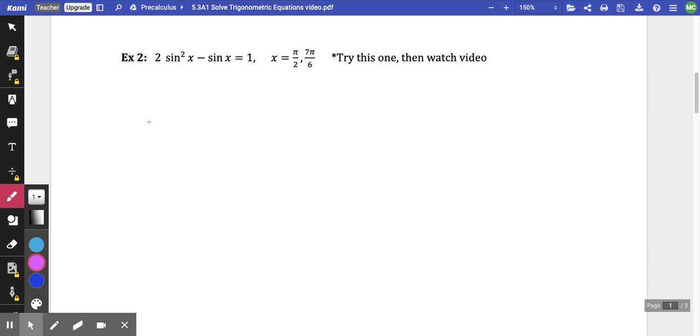Okay, so you should have tried this one already on your paper, but now I'm going to work it out for you just so you can make sure that all of the steps worked like they were supposed to. So that was a mess. Okay, so for my first value of x, I've got pi over 2.